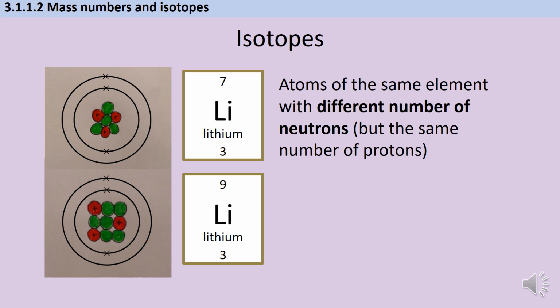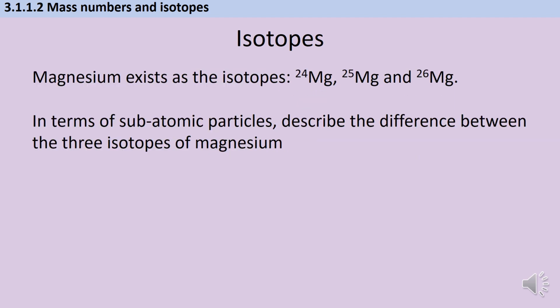So we know because they're the same element that they have the same number of protons, but they're isotopes, so they have different numbers of neutrons. So the simple first part of an A-level chemistry exam question might ask you to explain what the difference is between some isotopes of a particular element.